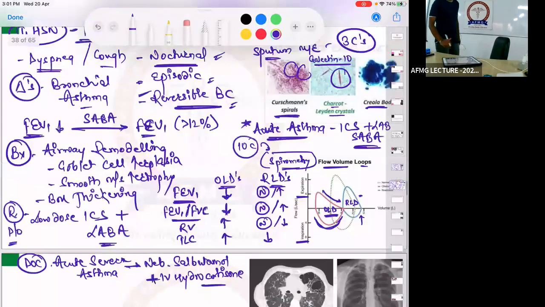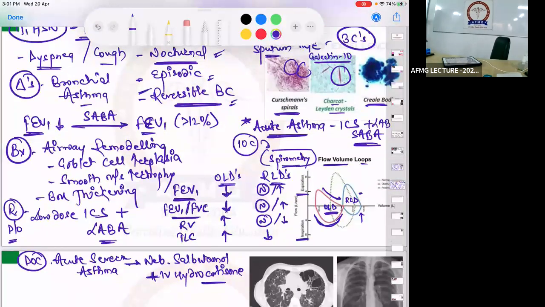Then if I talk about acute asthma, the drug of choice would be inhaled corticosteroids plus LABA plus SABA. The three drugs which are given are low dose inhaled corticosteroids, LABA and SABA. No issues with this acute asthma.